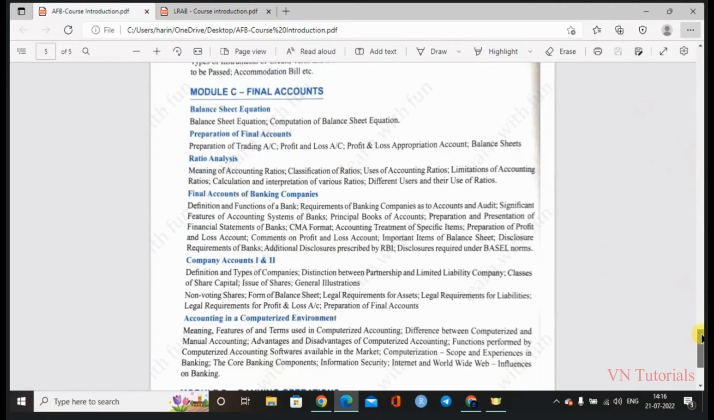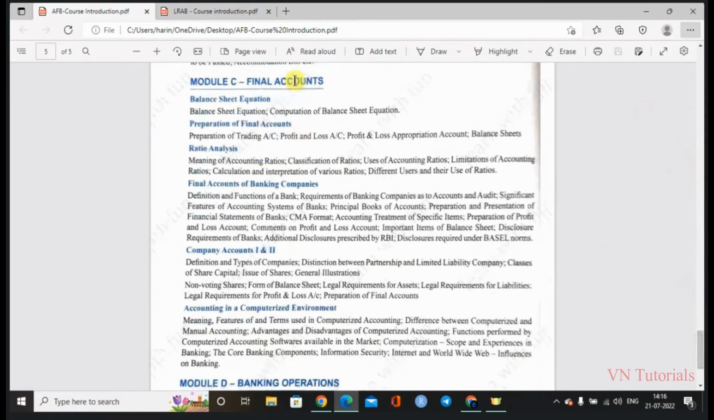Then moving to the next module, that is module C, final accounts, balance sheet equation. Under balance sheet equation, we are going to see what is balance sheet equation, computation of balance sheet equation. Then preparation of final accounts, preparation of trading account, profit and loss account, profit and loss appropriation account and balance sheet. Under ratio analysis, we are going to see meaning of accounting ratios, classification of ratios, uses of accounting ratios, limitations of accounting ratios, calculation and interpretation of various ratios, different users and their use of ratios.